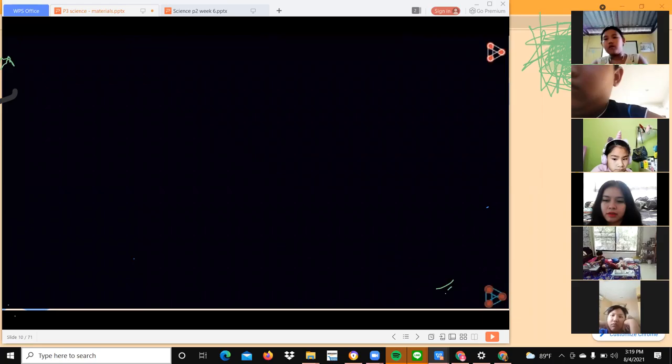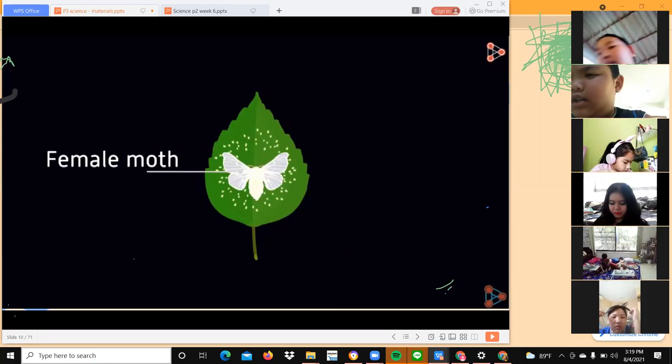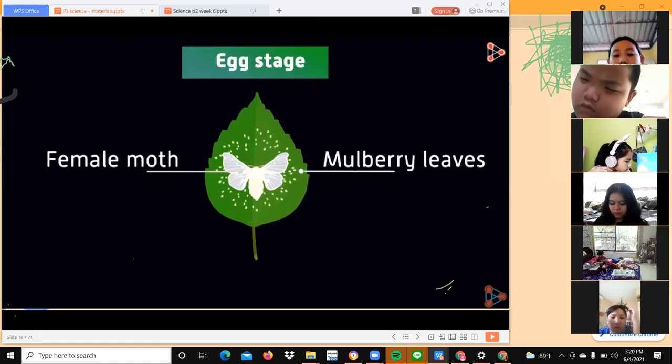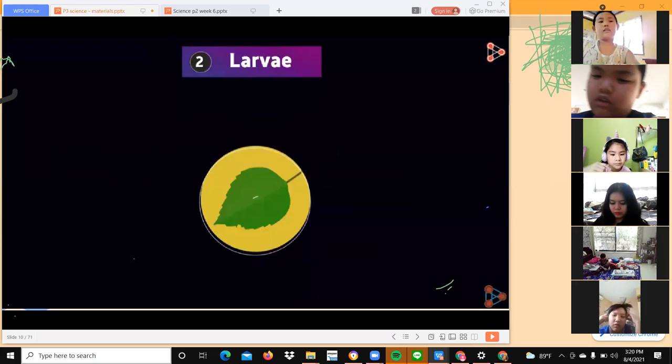To begin with, the first stage is where the eggs are laid by the female moth on leaves. Which plant leaves are preferred by the moths? It is the leaves of plants like mulberry which are preferred. So the egg stage is the first stage. The next stage is when the eggs develop into larvae. Larvae are worms that appear somewhat like this. Yes, the worm-like structures. The larvae grow in size by feeding themselves on the mulberry leaves.